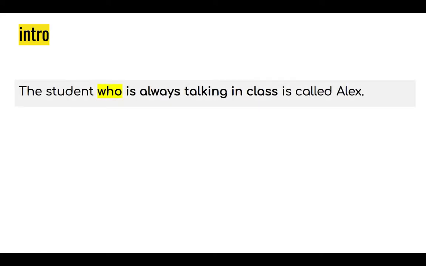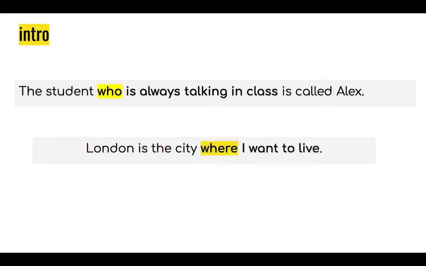The student who is always talking in class is called Alex. In this sentence, the relative clause is "who is always talking in class," and is used to give more information about the noun phrase "the student." The relative pronoun is who. In this other example, London is the city where I want to live, the relative clause is "where I want to live," and the relative pronoun is where.